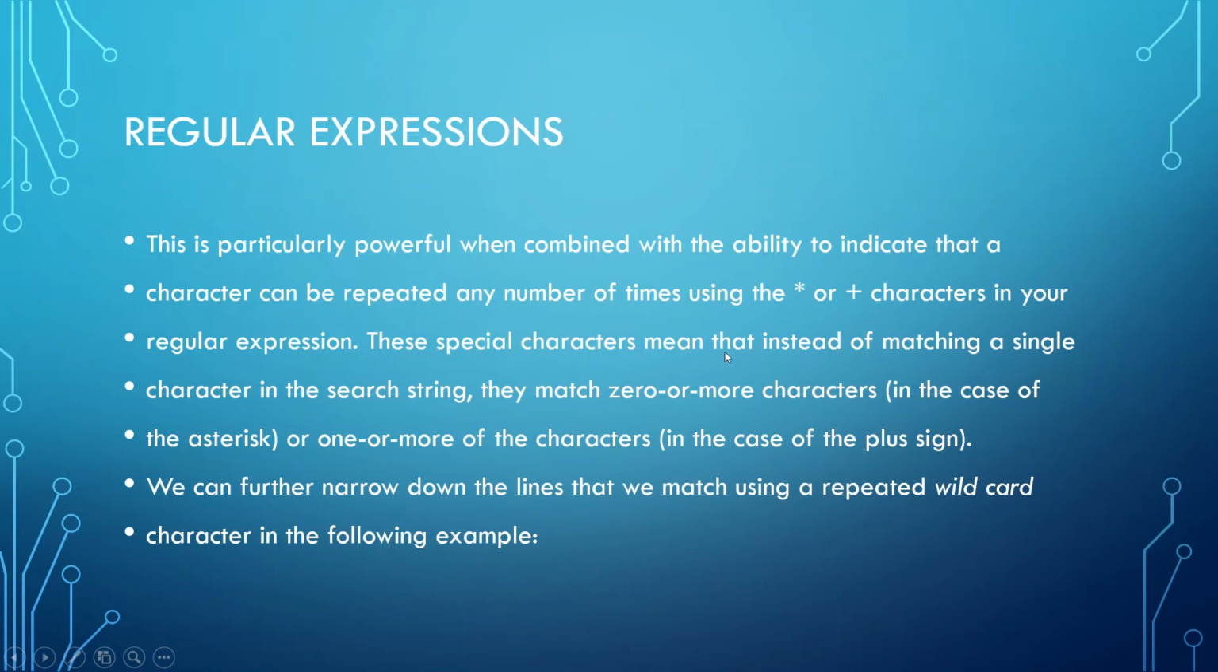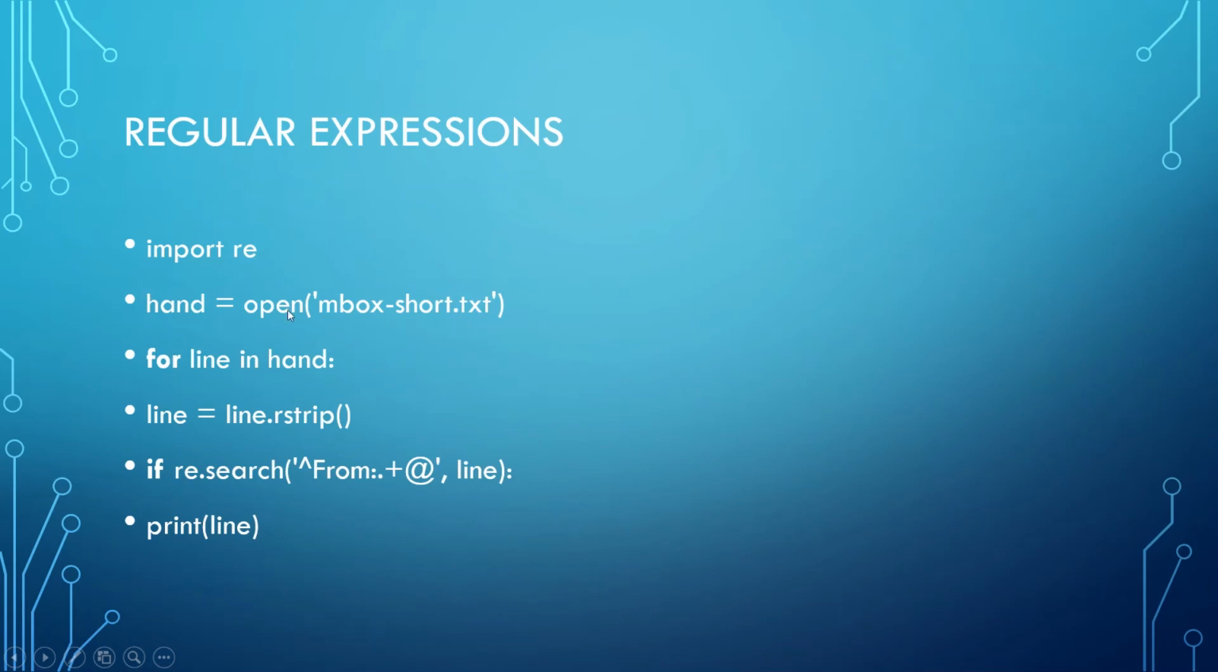These special characters mean that instead of matching a single character in the search string, they match zero or more characters in the case of the asterisk, which I call a multiplication sign, or one or more of the characters in the case of the plus sign. We can further narrow down the lines that we match using a repeated wildcard character in the following example. import re; hand = open('mbox-short.txt'); for line in hand: line = line.rstrip().